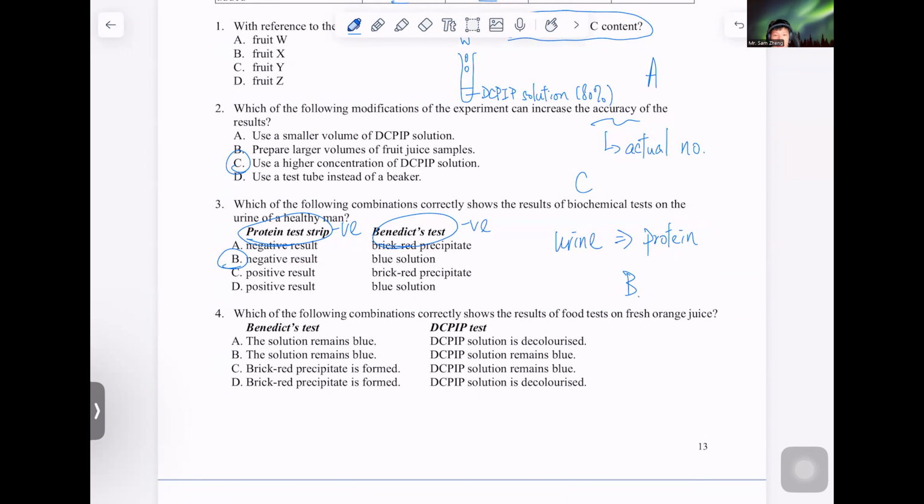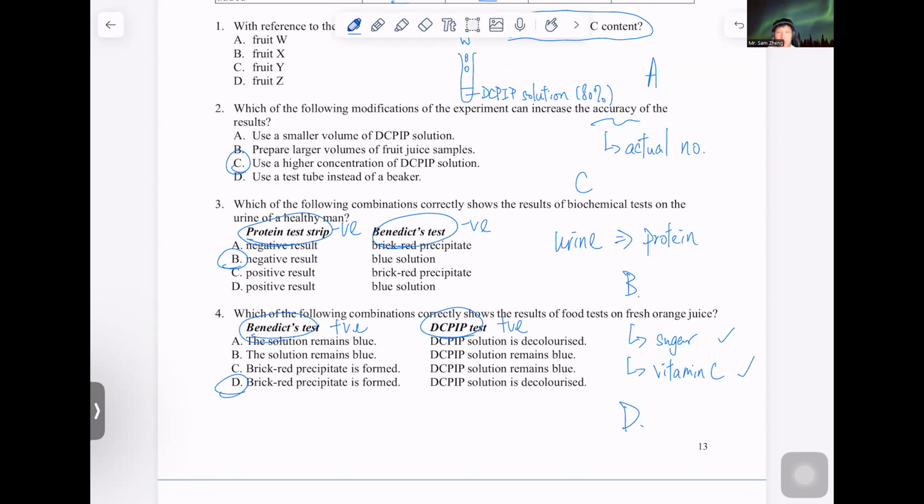Which of the following combinations correctly shows the result of the test on the fresh orange juice? So fresh orange juice, do they have sugar? Yes, they do have sugar. Apart from that, do they have vitamin C? Yes, they do have vitamin C. So in this case, the Benedict test will have a positive result. Then for DCPIP solution, will it turn colorless? Yes, it does turn colorless. So the answer here would be D.